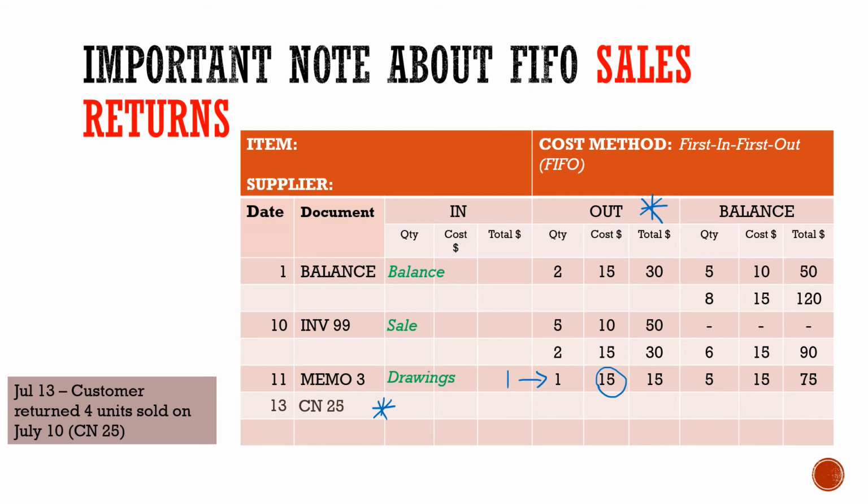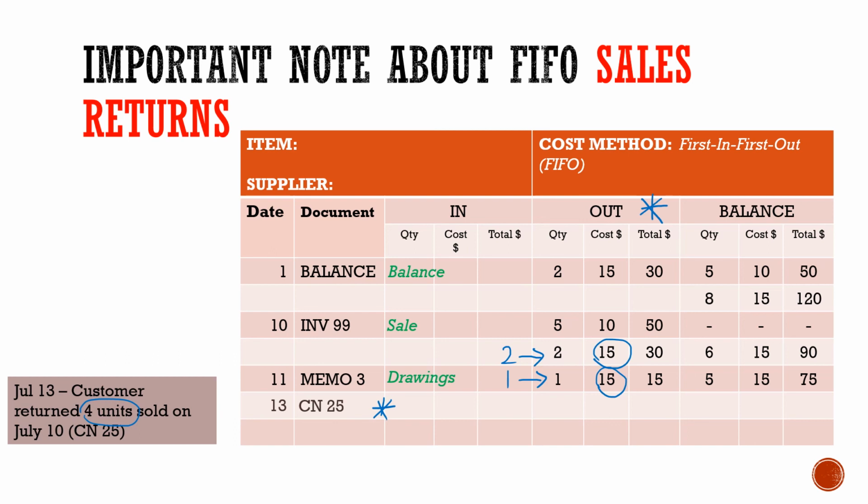So one of the units being returned to our business as part of the sales return on the 13th of July will be valued at $15. But that's not enough because we know that 4 units were returned. So what we need to do next is to look upwards at the transaction prior, and here we can see we've got another 2 units at a cost price of $15. So in total, we've already valued 3 out of the 4 units returned to our business on the 13th of July. That's still not enough because we haven't valued the 4th unit.